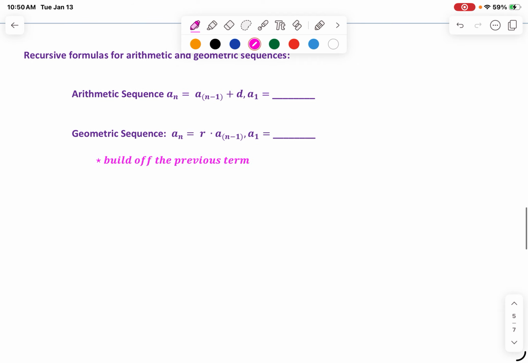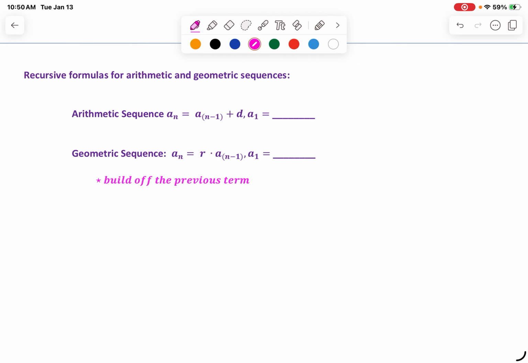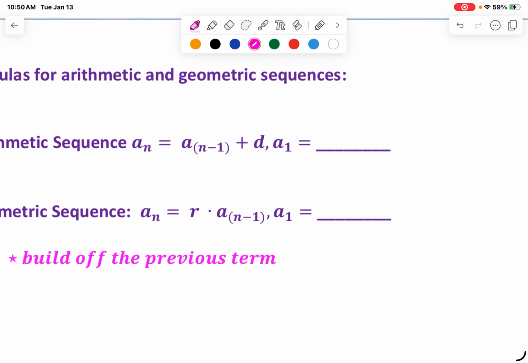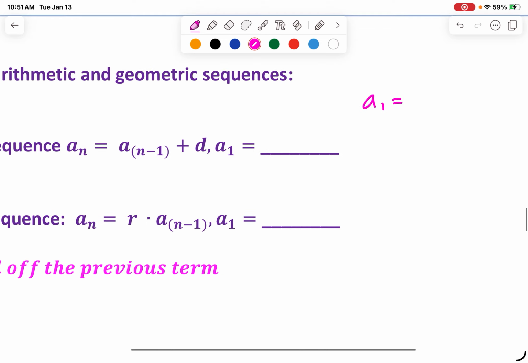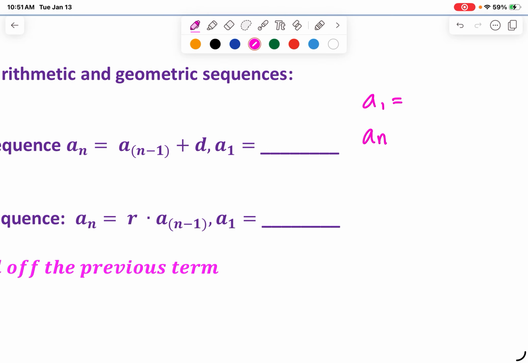So if it is arithmetic, if there's a pattern by adding something, you're going to say what the first term is. You're going to say a sub 1 is, and tell what the first term is. And then you're going to say how to get the next term. So you take the previous term and then add the difference. For geometric, very similar. You're going to say what the first term is, and then for your rule, you take the previous term and multiply it by the common ratio, r. Okay?